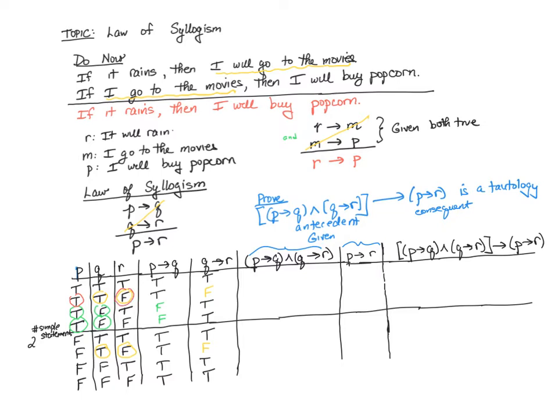A true, true, a true, and a false here. And then everything else, when P is false, the conditional is true. So I have a false on the second row and the fourth row, but everything else is true.